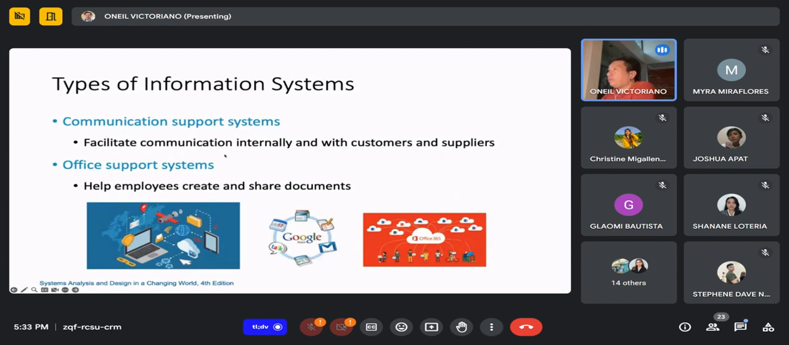And another example would be communication support systems. So these are systems to facilitate communications. And of course, office support systems, or sometimes you call it office suites, that are used for office applications. Okay. So the main idea is to be able to understand different information systems and how information systems would be used for a particular use case or particular business scenario.